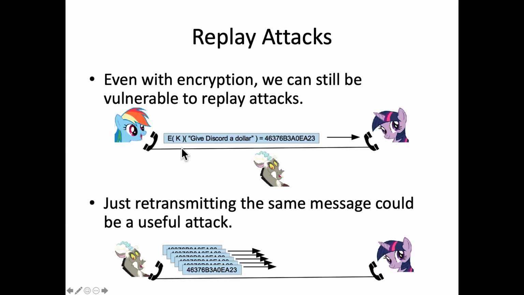But they agreed they were going to encrypt their messages so Discord couldn't sneak in and modify them and retransmit a message. But if Discord could take that encrypted message and just replay it, Discord could replay it not just once, but 1,000,000 times. And if all we did is notice, oh yeah, this is an authentic message, it's been encrypted by Rainbow Dash over here, sending that message 1,000,000 times could have the same effect as modifying the message. In this case, it could get this one message of give Discord $1. It could turn it into 1,000,000 requests to give Discord $1.